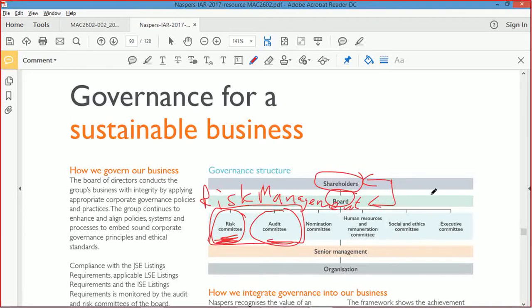On behalf of the shareholders. Exactly, the shareholders. Shareholders elect the board of directors, people on the board as their representatives. Those representatives are going to be making decisions on behalf of the shareholders, and that's going to affect the company. So obviously you've got two levels here: the internal and the external. Shareholders, the majority of them, are going to be external.